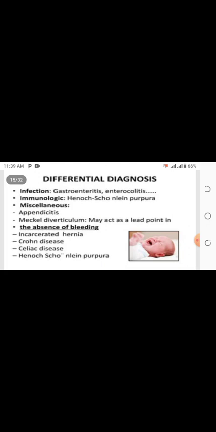So which other things could mimic these presentations of intussusception? We can have infections like gastroenteritis, enterocolitis. Could have immunologic conditions like Henoch-Schönlein purpura. Could have miscellaneous causes like appendicitis, Meckel's diverticulum. They all present similarly to intussusception. We could have incarcerated hernia, Crohn's disease, celiac disease. All those mimic intussusception.